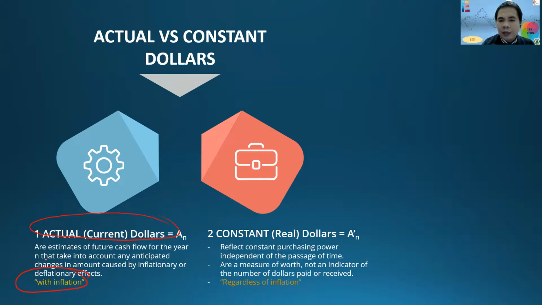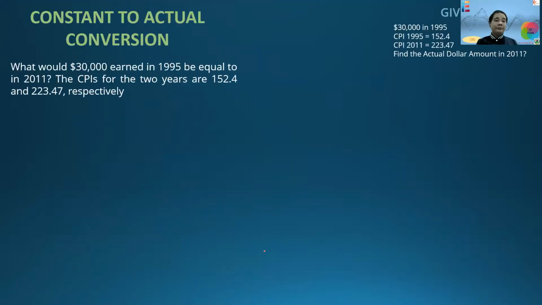And number two, when we say constant dollars, or A hat N, it reflects constant purchasing power independent of the passage of time. So it is a measure of worth, not an indicator of the number of dollars paid or received. So that is what we call regardless of inflation. So there is no inflation with regards to that one.